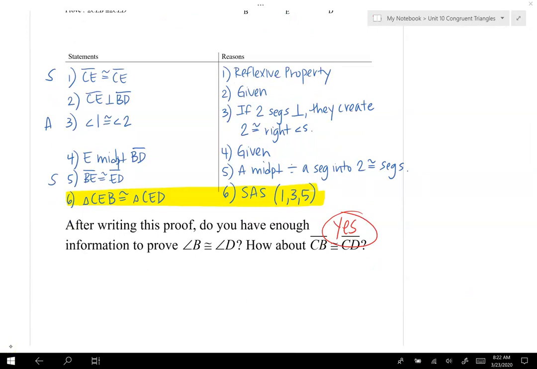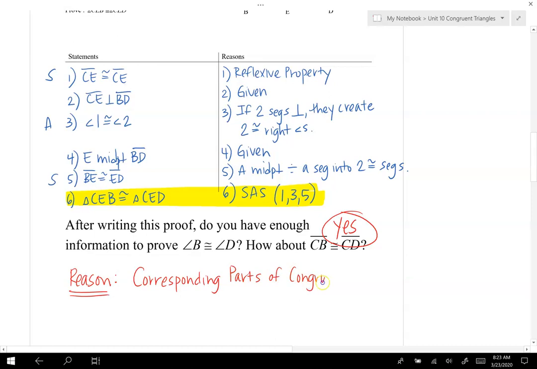All right? We'll write this formally in our yellow pages in a moment, but let's just write it here so we have it and we can practice it a little bit. All right, so after writing this proof, do you have enough information to prove angle B is congruent to angle D, or segment CB is congruent to segment CD? Yes. And the reason would be this awesome reason. Corresponding parts of congruent triangles are congruent. So I'll show you where the CPCTC comes from.